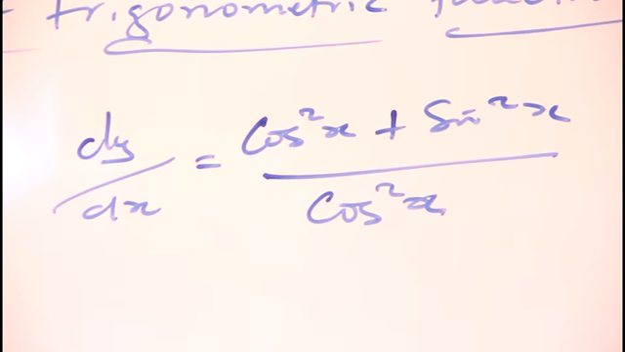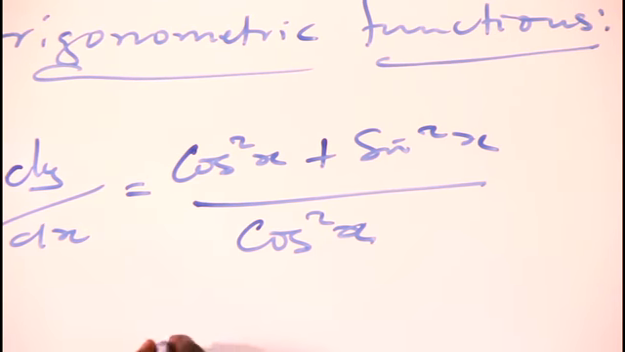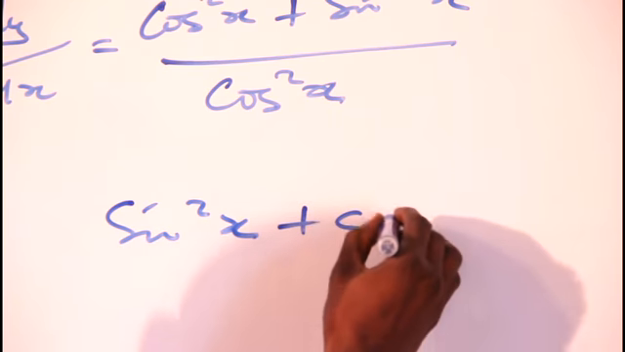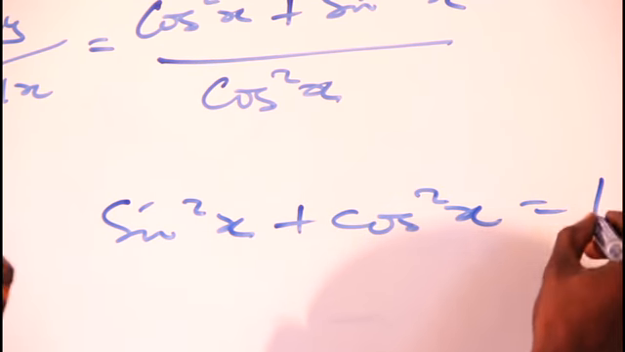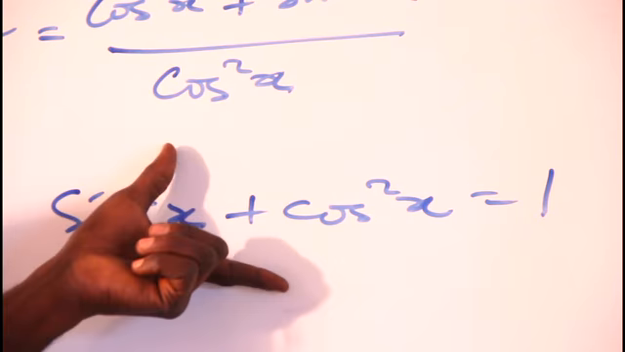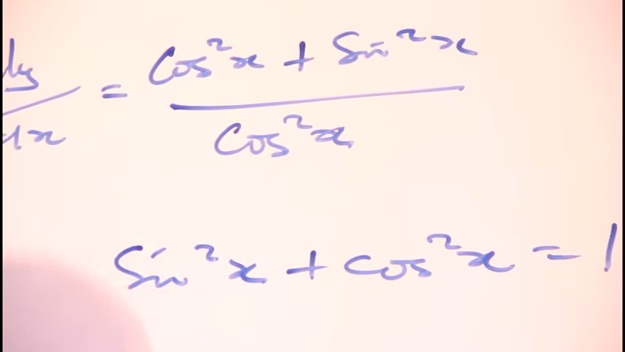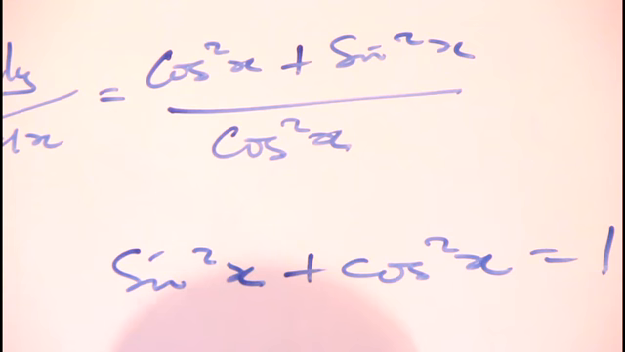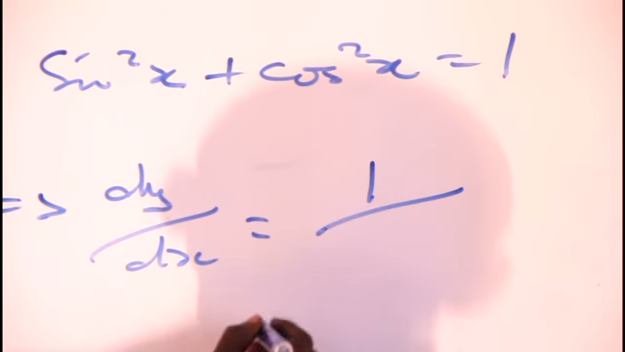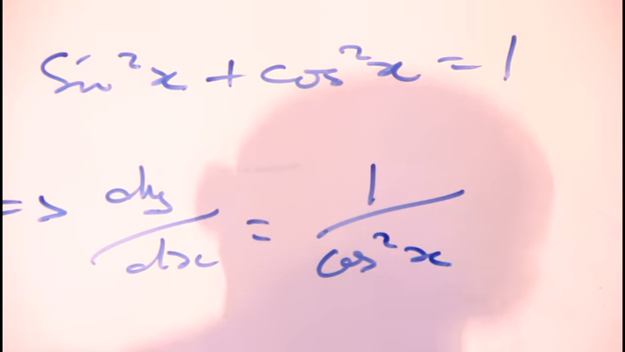So if we have this, then very simple. We all know that there is a trig identity that states that sine squared x plus cos squared x is equal to 1. Then check out this. Since addition is commutative, look at this. That is exactly what we have. That implies that our dy over dx will be equal to 1 over cos squared x.